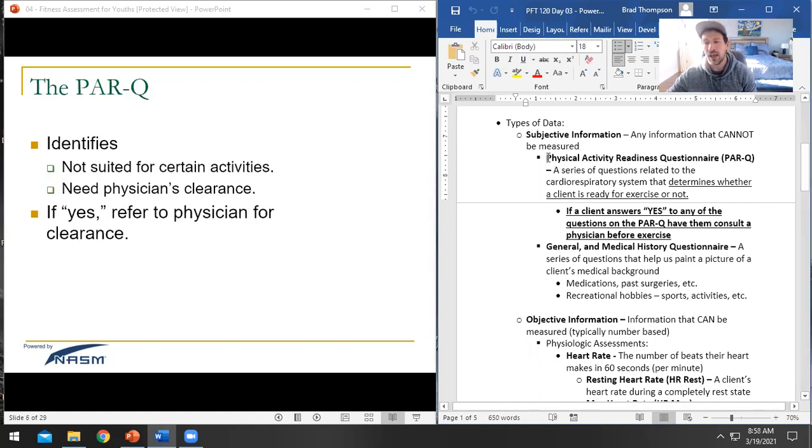So the first thing we're going to look at is the PARQ. This is the Physical Activity Readiness Questionnaire. It's a series of questions related primarily to the cardiorespiratory system that determines, and this is the big part, whether a client is ready for exercise or not.